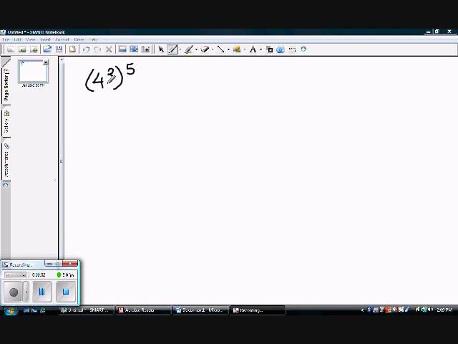Okay, before we do example 3, we're going to again look back at some definitions. This is 4 to the 2nd, all of that to the 5th power. Well, what that means is that I would have 4 to the second times 4 to the second times 4 to the second times 4 to the second times 4 to the second. I multiplied it times itself 5 times.